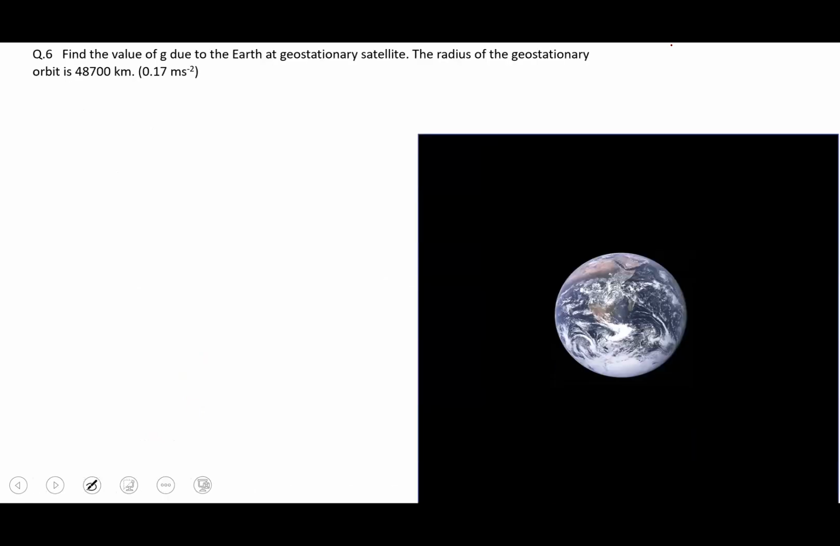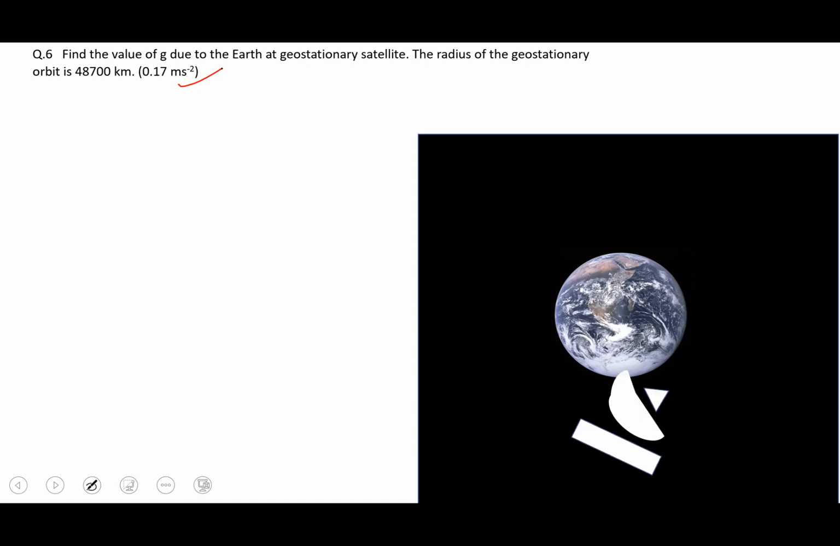Moving on to the next question, which says find the value of g due to the Earth's geostationary satellite. The radius of the geostationary orbit is 48,700 kilometers, and the value of g at that point is 0.17 meter per second square.